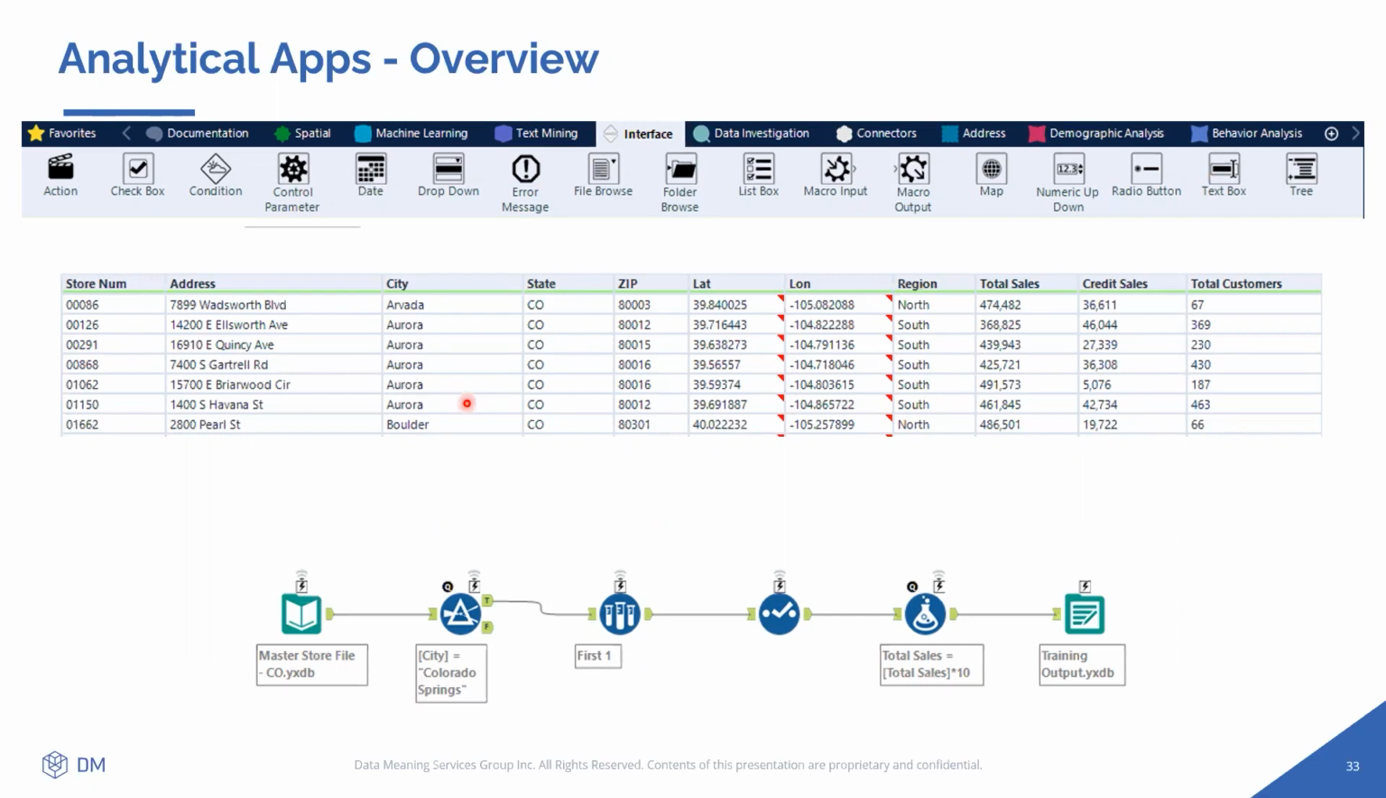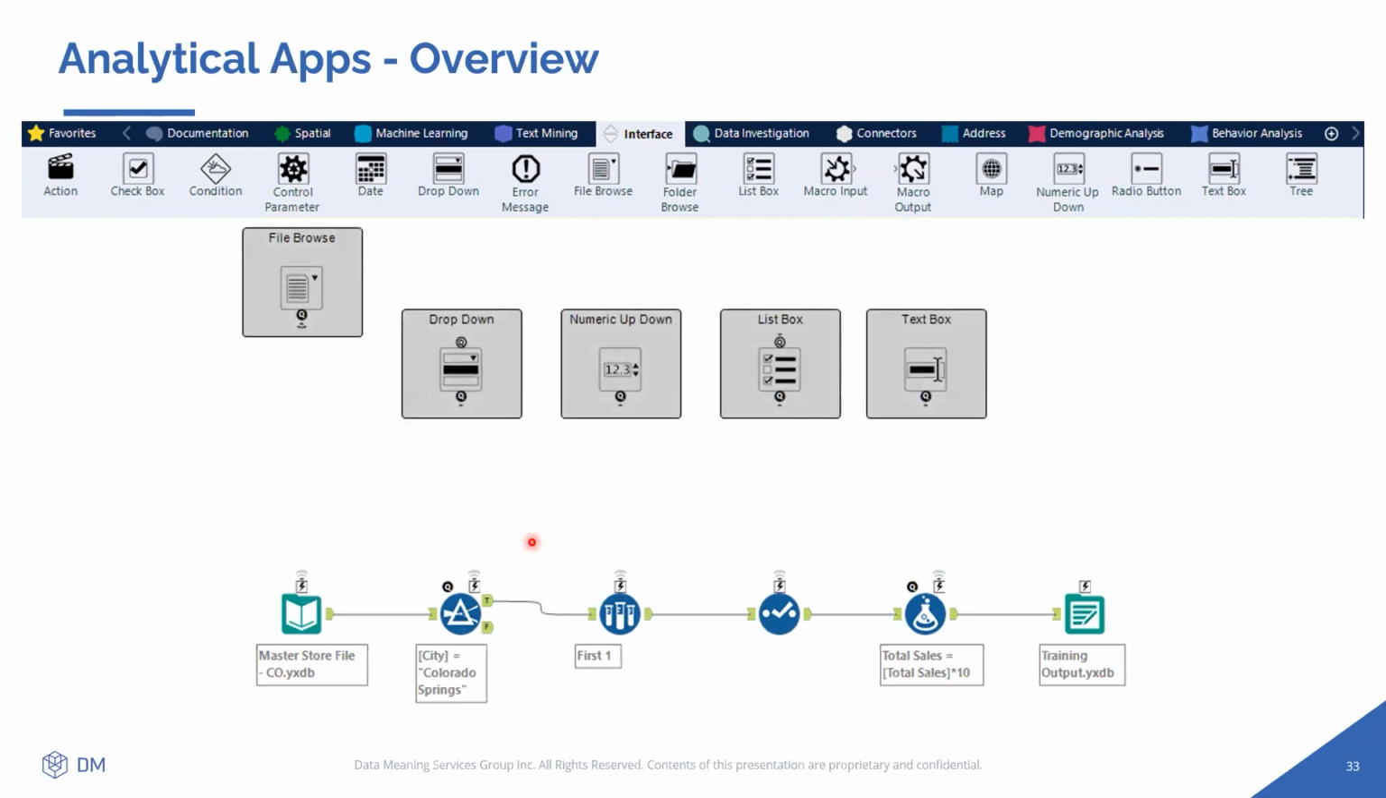And actually the user doesn't want to have the whole data set and filter after in Excel. So what we can do here, if you want to publish this to the gallery and allow the end user to filter this the way that he actually wants, then we can start thinking about the interface tools. So right, I have 5 different ones here: file browse, drop down, numeric up and down, list box, and text box. So the next thing is that I need to connect these tools to my workflow, right?